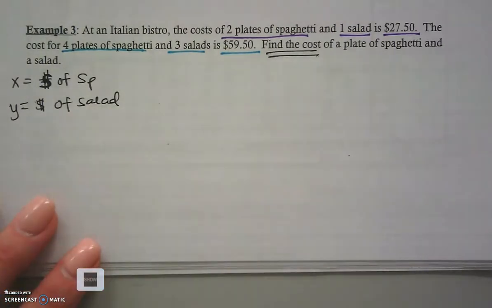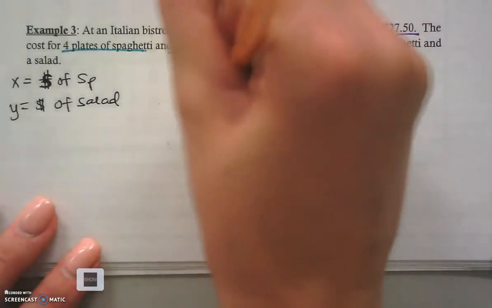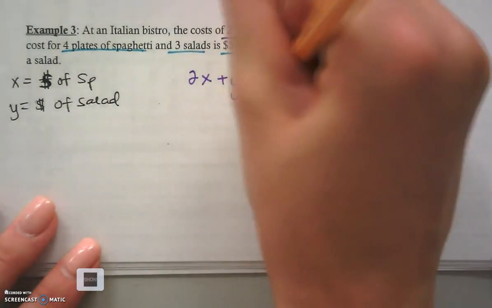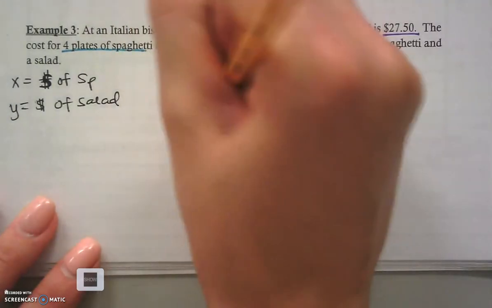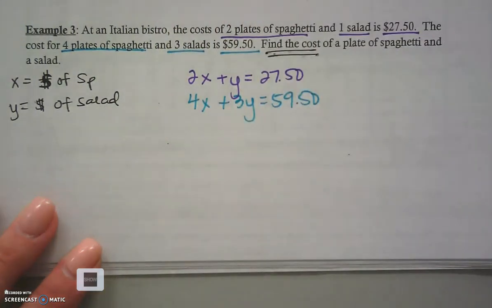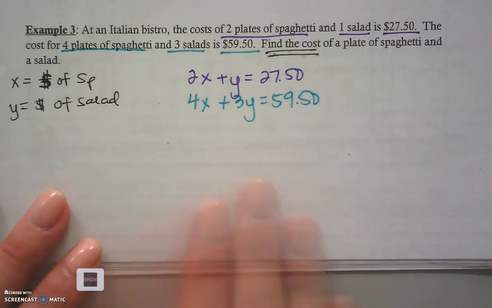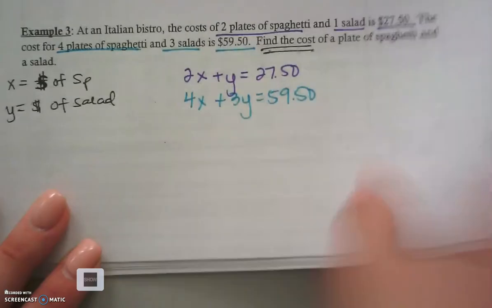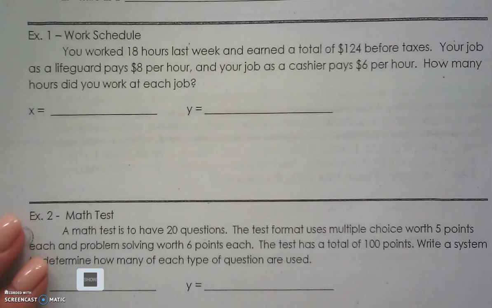So in noticing what I underlined, my first order, I had 2 plates of spaghetti, 2x, and 1 salad, and that's going to cost me $27.50. I then had an order of 4 plates of spaghetti, 4x, plus 3 salads equals $59.50. So you have 2 examples of totals and money, and you have an example of an order problem. So what I would like for you to do to finish up your notes is complete these 3 questions. Just set them up. Can you complete these 3 questions? Good luck.